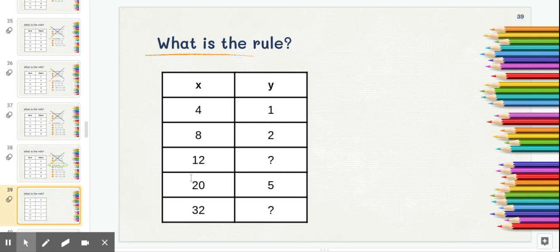8 divided by 4 is 2. 20 divided by 4 is 5. So the rule divided by 4 is what works here. However, I wrote it as a variable expression where I put X first and I said X divided by 4. That just means you take whatever number is in this column and you divide by 4. It's the same as just saying divided by 4 is the rule. It's just another way to write it when you're working with variables.